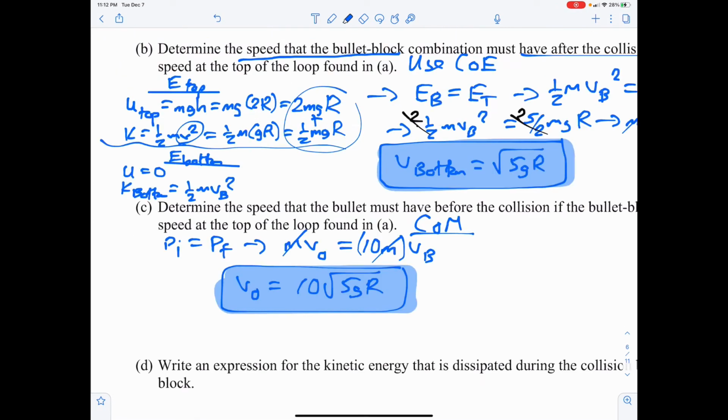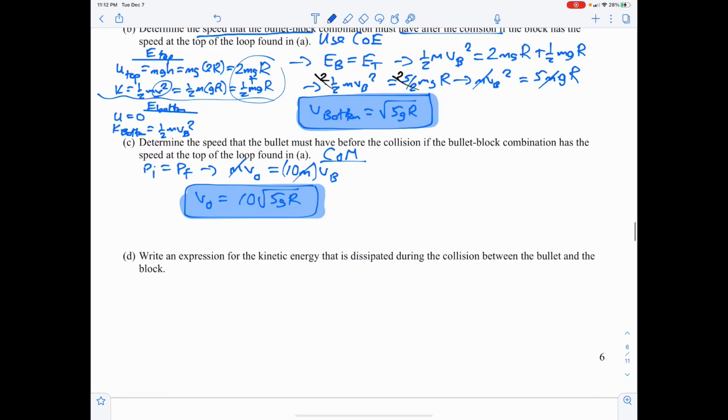Okay, now for part D, write an expression for the kinetic energy dissipated during the collision. So dissipation just refers to energy lost, right, due to heat. So how much energy is lost and converted into thermal energy? Well, to do that, you find the kinetic energy initial, the kinetic energy final, and you subtract them to figure out how much you lost. So initially, we have 1/2 m v naught squared. That's the initial. The final is going to be 1/2 times the total mass.